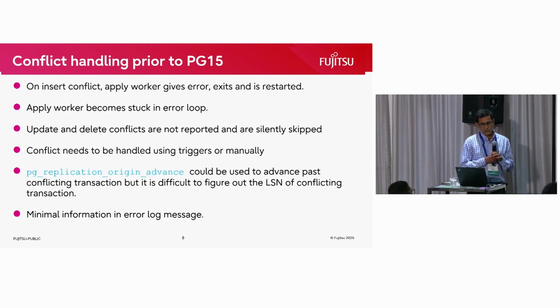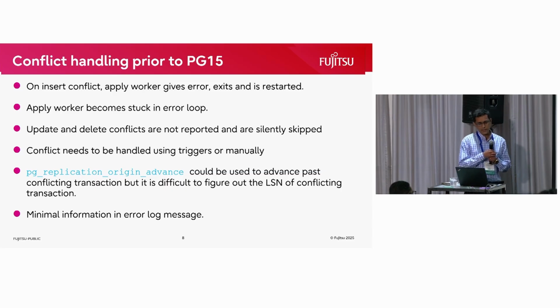Prior to PG15, we weren't handling conflicts very well. One major problem was that whenever there's a conflict, the apply worker gives an error, exits, and is restarted. Then it again tries to apply that same change. There's an error again, and it exits again. So there's an error loop that happens with conflicts. It's not very ideal. Update and delete conflicts are not reported and are silently skipped.